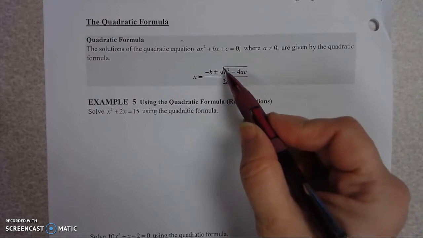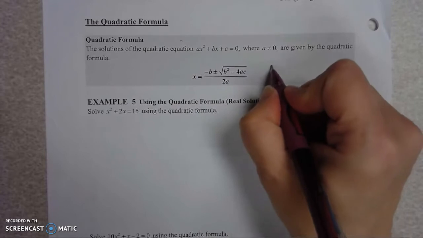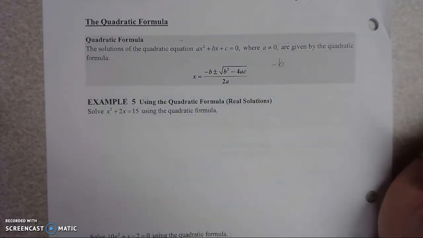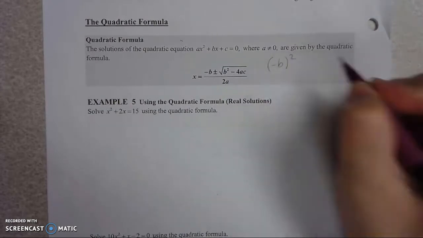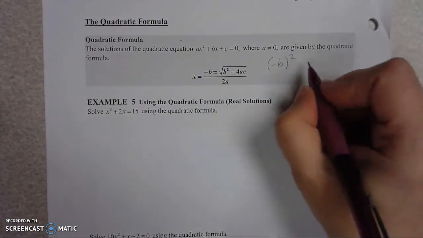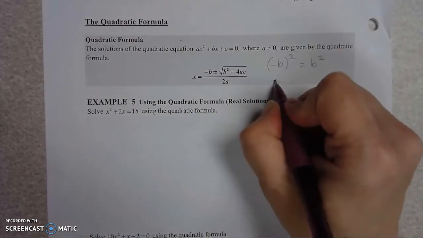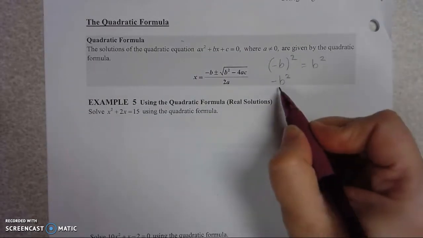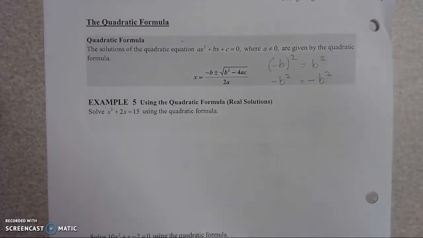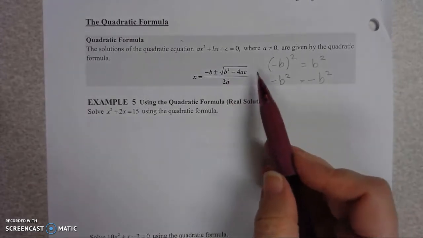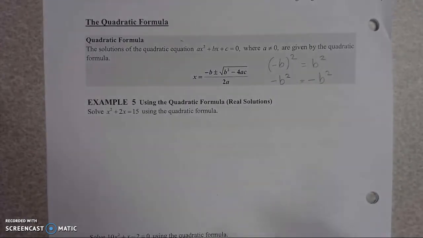Now, when you get ready to put b squared in your calculator, if b is negative, remember to put it in parentheses when you square it, to make sure that you get the correct answer. Because if you put it in your calculator without parentheses when b is negative, you're going to get the wrong answer. So verify, if your b is negative and you're going to use the calculator, you have to put it in parentheses to square it.